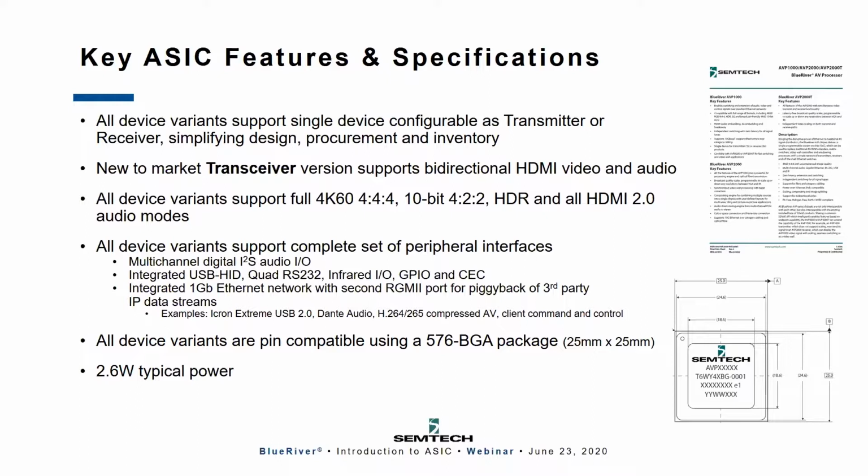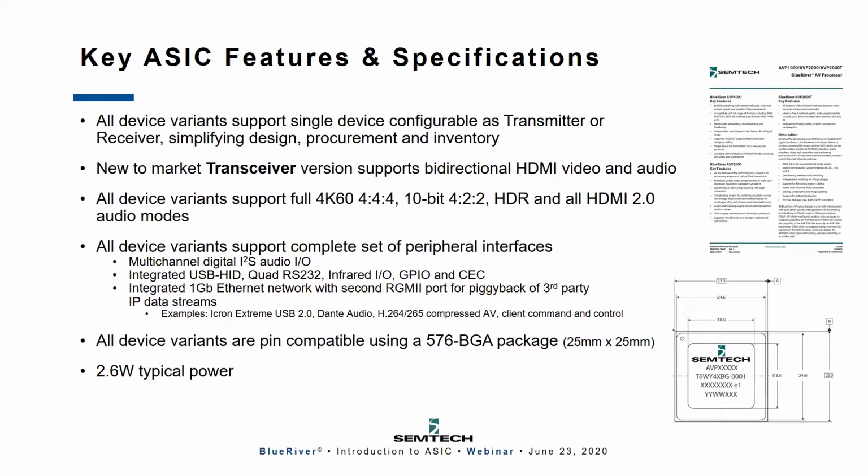However, what's new to the market with the transceiver functionality that I mentioned is this support for bidirectional HDMI. This allows you now to build a box that can be a transmitter or a receiver or a true transceiver. So you have three options there, basically. All these devices support the full 4K 60 444 format, 10-bit 422, HDR, and all HDMI 2.0 audio formats.